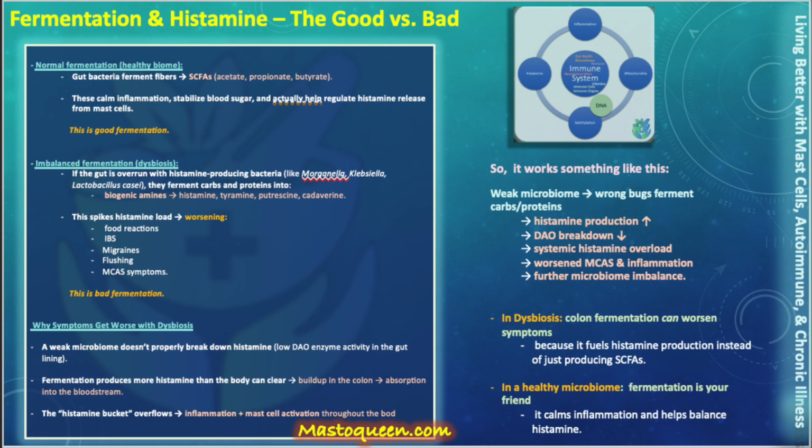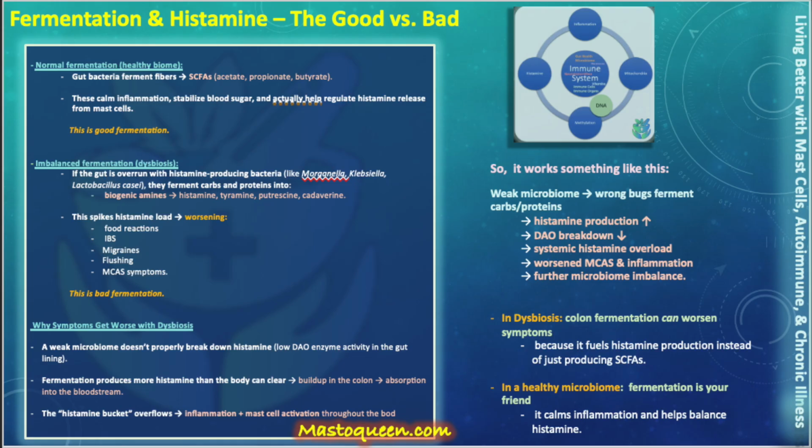Okay, fermentation in the gut. So this is all related. This is a little bit more indirect, okay? Fermentation in the gut can be a double-edged sword. Short-chain fatty acids regulate inflammation and histamine. Just like they help regulate your gluconeogenesis and blood sugars, they also help with histamine. While dysbiosis bacteria produce biogenic amines like histamine, tyramine, putrescine, leading to MCAS flares.